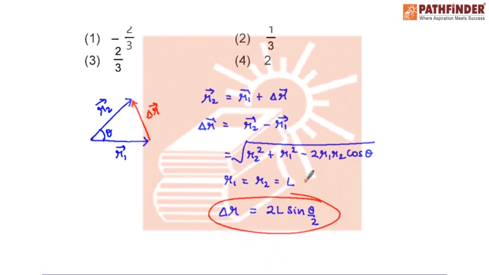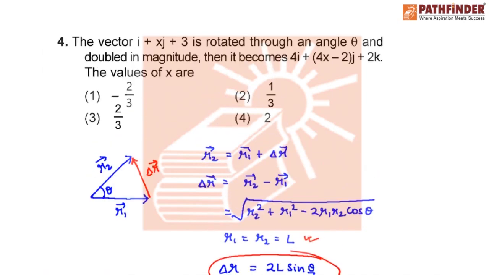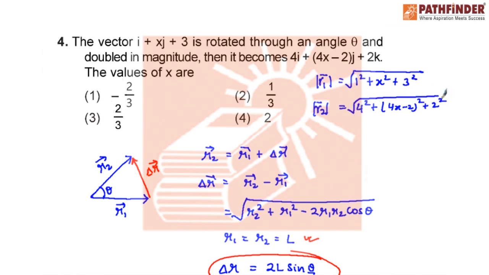In here we are considering that the magnitude is same, so if the question is saying that it is doubled in magnitude, I calculate the magnitude of the previous vector. The magnitude of initial vector r1 is square root of 1 square plus x square plus 3 square. And the magnitude of the other vector is square root of 4 square plus 4x minus 2 whole square plus 2 square. Now it is saying it is doubled. So we can say twice the magnitude of r1 is equal to magnitude of r2. This is the first working formula which we have.